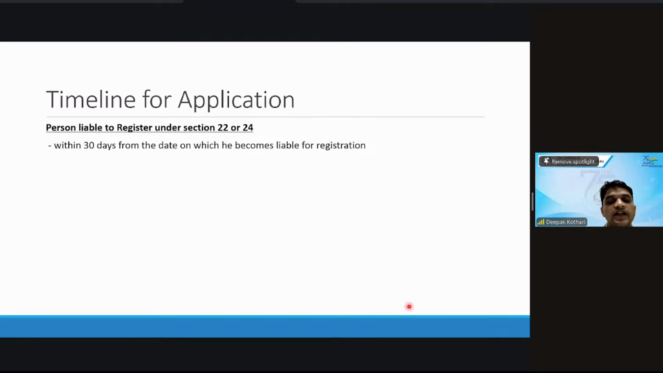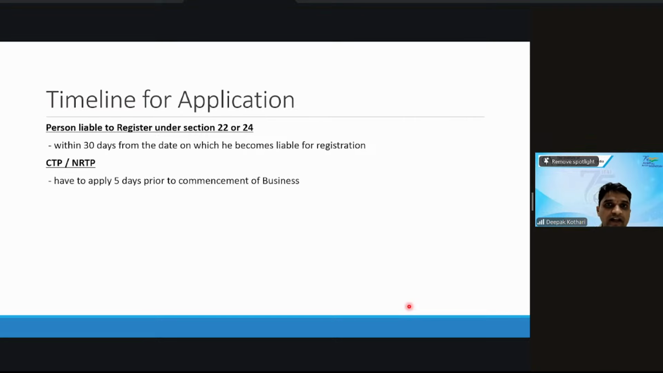Okay. What is the timeline for application? General application, what is the timeline? If you are normally registering, then you should apply for registration within 30 days from the date on which you become liable for registration. So once your threshold limit crosses, then you have to register within 30 days. Okay. So we know the threshold limit. We have read the threshold limit. We have seen the chart on the threshold limit. So if you cross this threshold limit, within 30 days, you have to apply for registration. That is the timeline for registration.